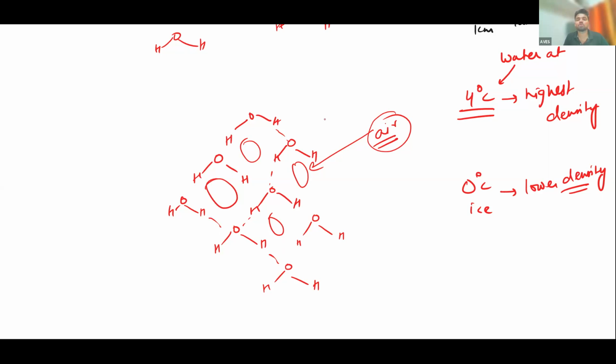Okay. So let me show you how you can prove that when water is in the solid state, it has less density. So how can you explain? Let me explain. The density formula is, just concentrate, Aram, turn on your camera, beta, turn on your camera. Density is equal to mass upon volume.